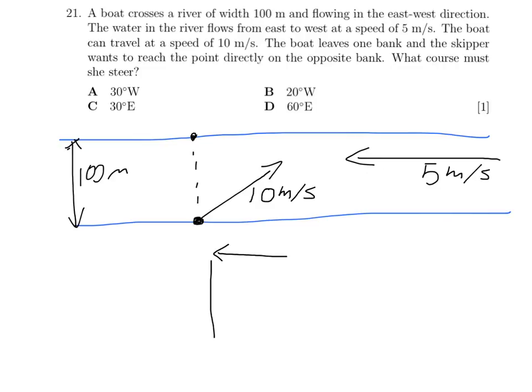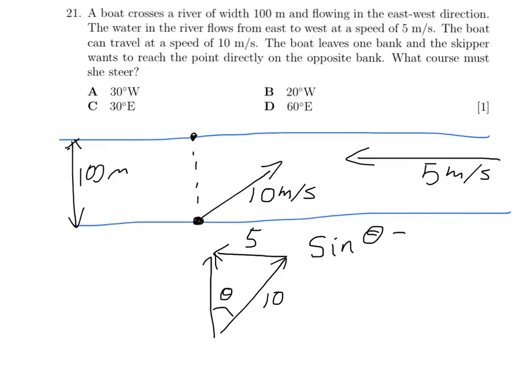And we need to know at what angle the boat needs to travel. So we're going to construct a vector triangle here. The top part of the triangle represents the flow of the river. That diagonal part of the triangle represents the speed of the boat, and we're looking for the angle that I've just marked there, theta.